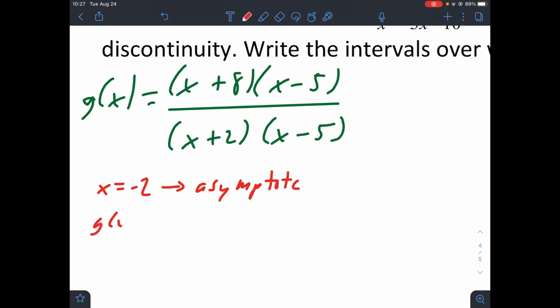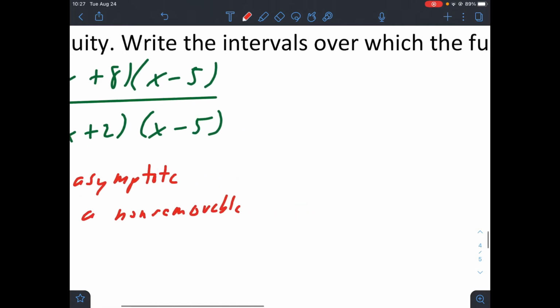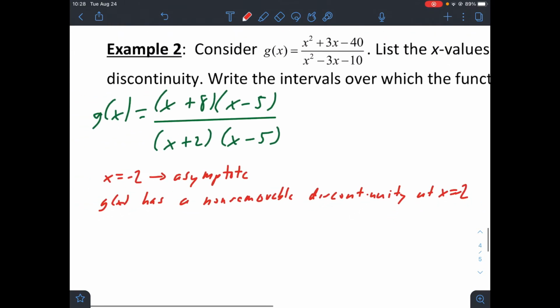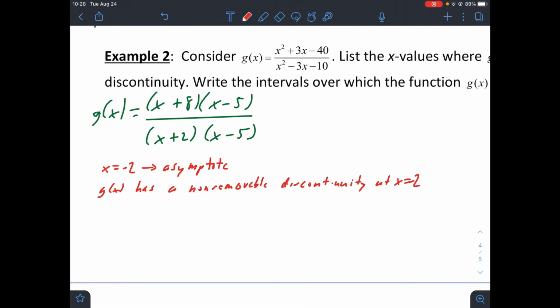So what does that mean? That means that g of x has a non-removable discontinuity at x equals -2, because it's an infinite discontinuity.